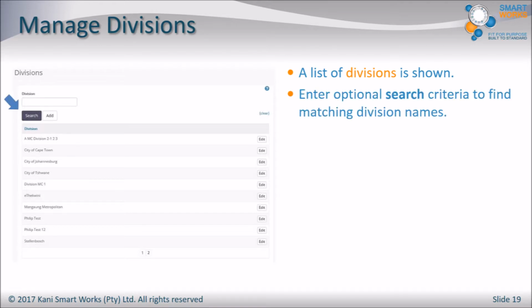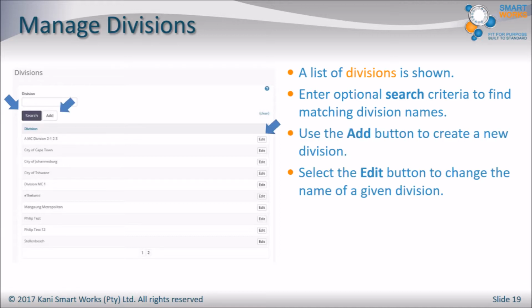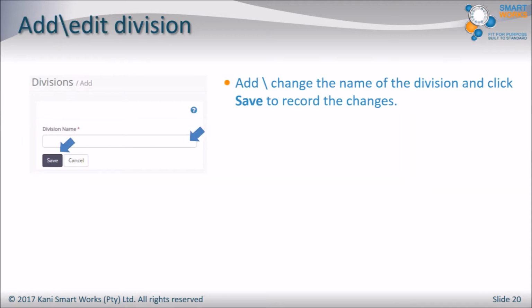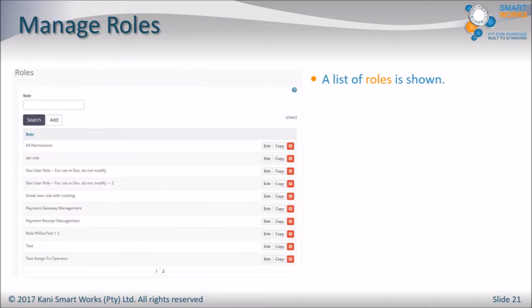Enter optional search criteria to find the matching division names. Use the Add button to create a new division, and select the Edit button to change the name of a given division. When adding or editing a division, change the name of the division and click Save to record the changes.